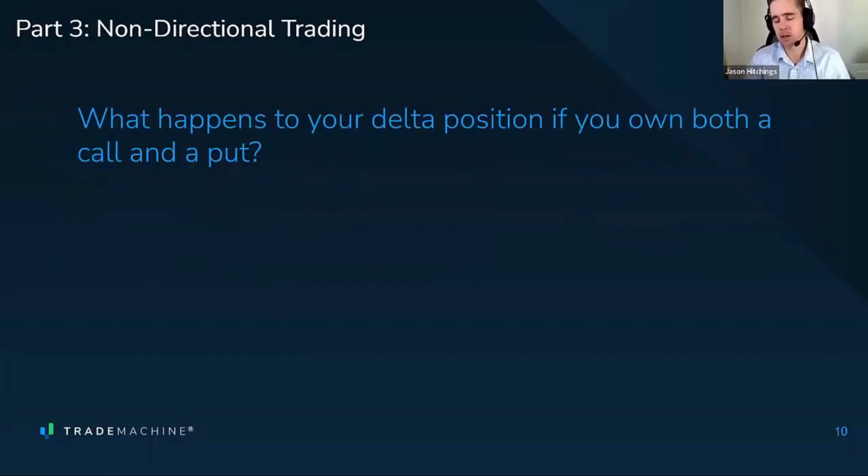So the question becomes, what happens if you own both a call and a put? The call deltas are going to be positive and the put deltas are going to be negative. And if those two are both at the money options, then they're probably both going to have about a 50 delta. One's going to be positive 50 delta, one's going to be negative 50 delta. What happens in that position?